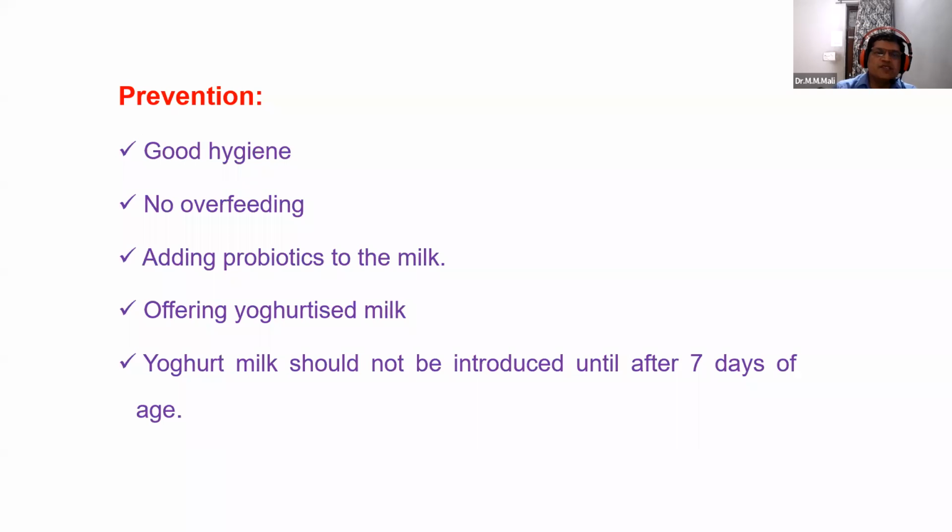Prevention of this abomasal bloat can be achieved by using good hygiene practices, avoiding overfeeding, adding probiotics to the milk, and offering yogurtized milk. Yogurt milk should not be introduced until after 7 days of age. So by adopting these points, we can easily prevent the occurrence of abomasal bloat in lambs and kids.